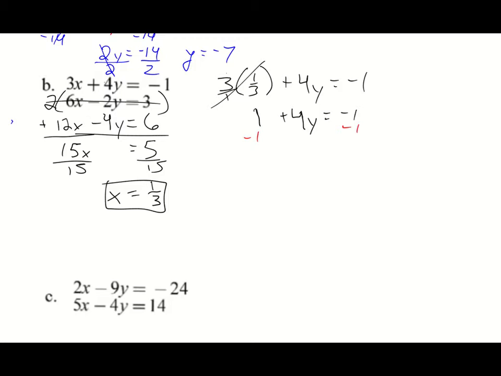So subtract 1, subtract 1. 4y equals -2. Divide by 4. And y is -1/2. -2/4, you just reduce. So 1/3, -1/2 is the solution.